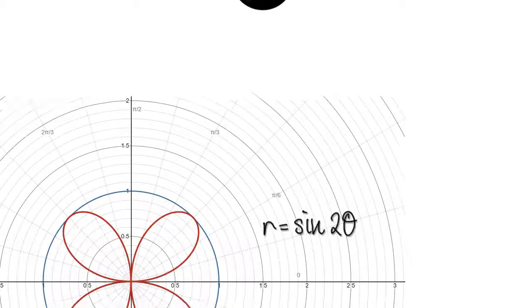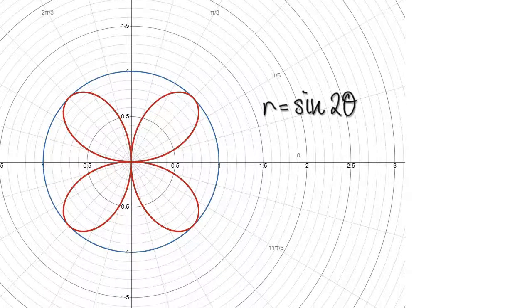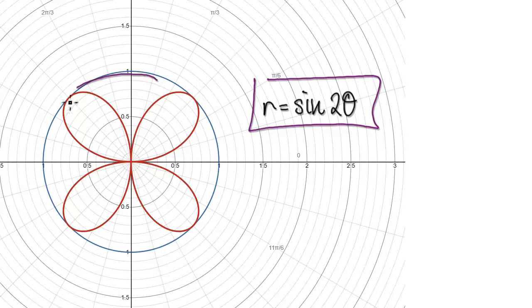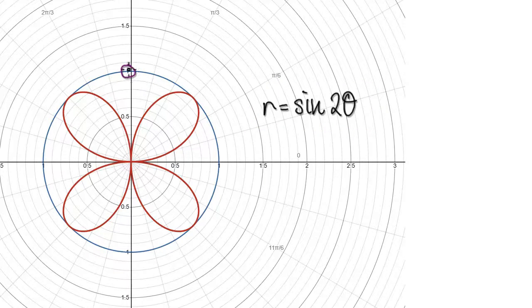Okay, let's give you guys a problem to solve. So this is a 4 petaled rose, and in polar form, the formula to draw it is given by this. And the blue circle is of radius 1.